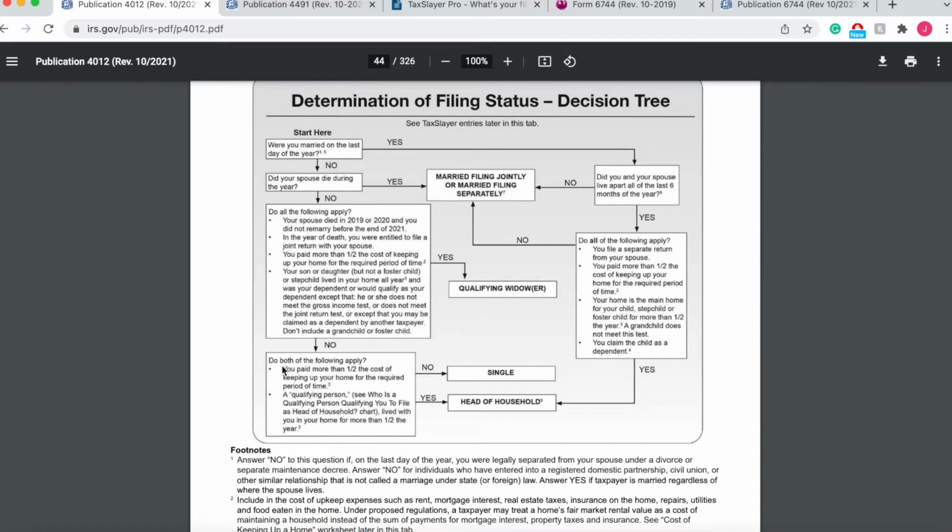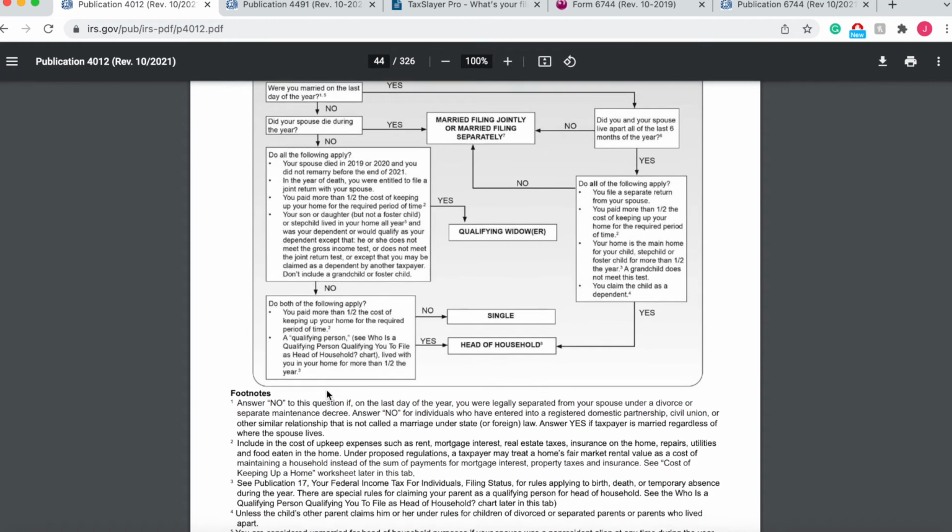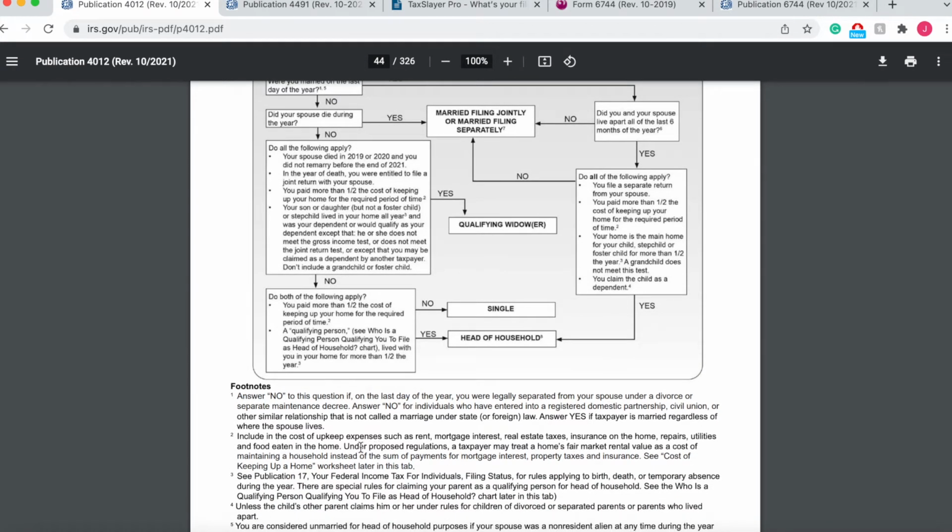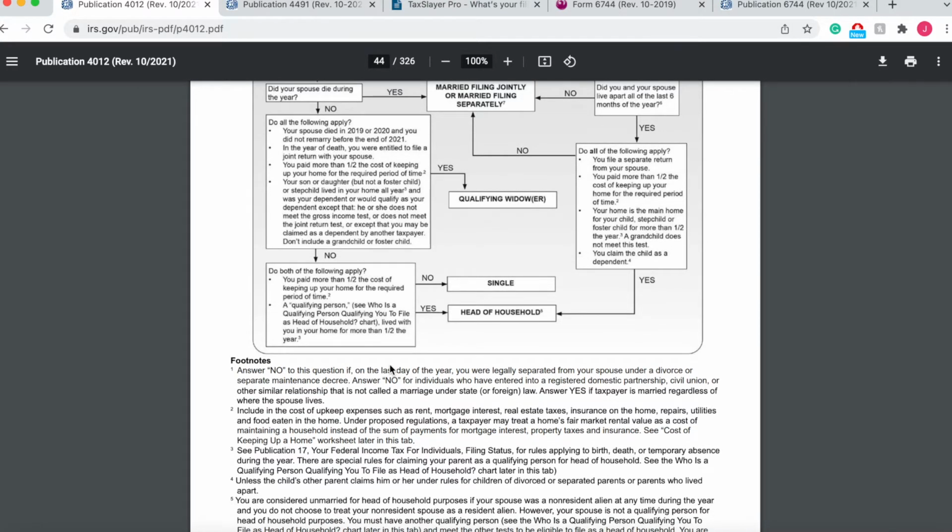And so now we come down here to this bottom part of the filing status decision tree. It asks us if both of the following apply. You paid more than 1/2 the cost of keeping up your home for the required period of time. There's an exception to that, so we're going to look at that. Include in the cost of the upkeep expenses such as rent, mortgage interest, real estate taxes, insurance on the home, repairs, utilities, food eaten in the home. And there it just gives us more details on what costs can be included in that. So that's nothing too crazy for us. And then the second part of this is a qualifying person. See who is a qualifying person to file head of household and lived with you in your home for more than 1/2 of the year.